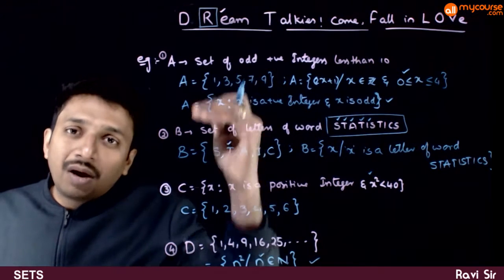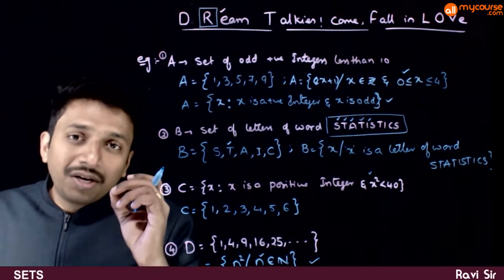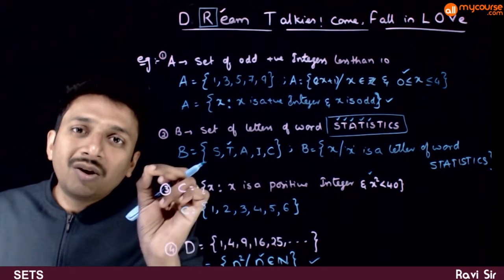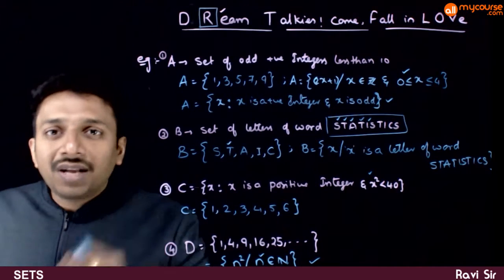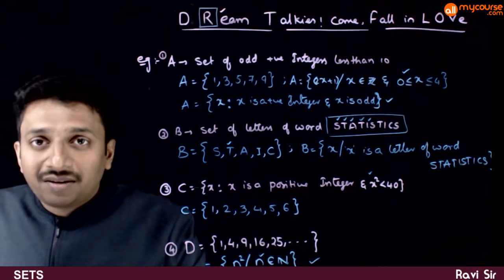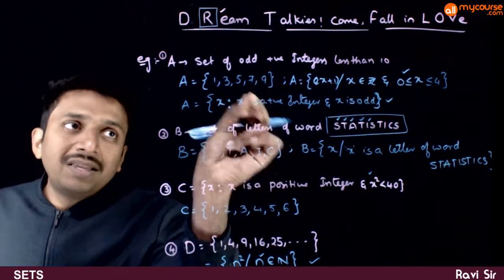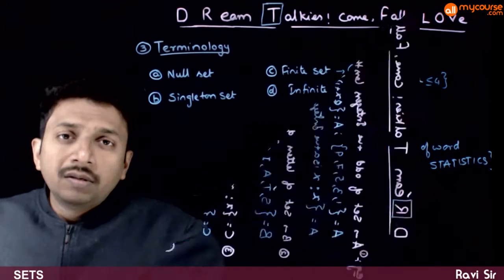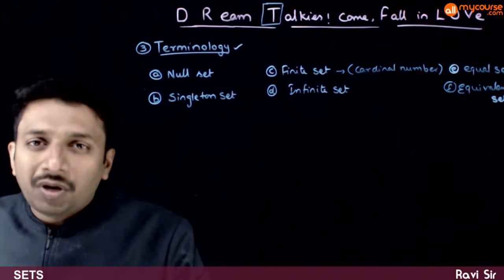So I hope you understood how you can write roster form and set builder form. And what you need to remember in this topic is set builder form need not be unique. That means for the same set, you might write one answer, your friend might write another answer, and both of you might be right. So set builder form is right as long as you can build the set from the given definition. So now let us go to the third topic of terminology.